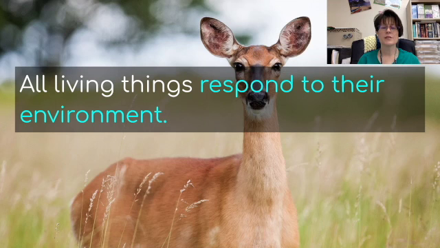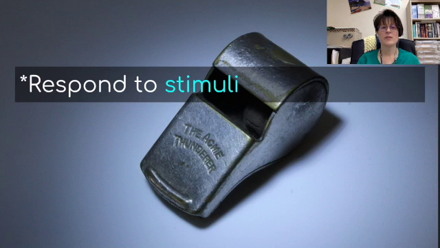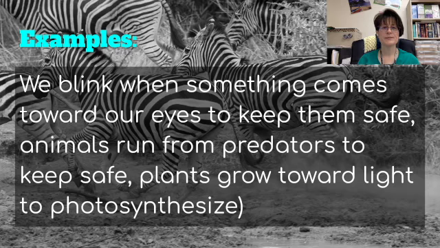All living things respond to their environment. And what they respond to are stimuli. For example, that deer had perky ears because maybe they heard something like a whistle in the background and they were responding to that stimulus. So another example is we blink when something comes toward our eyes to keep them safe. Animals run from predators to keep safe, and plants grow toward light to photosynthesize.